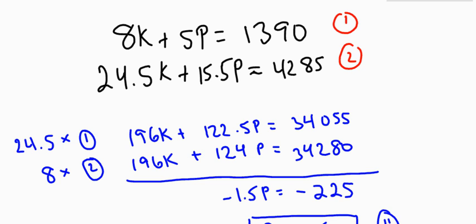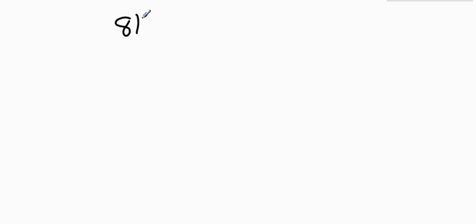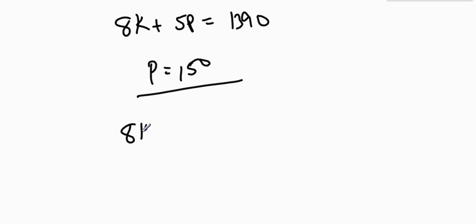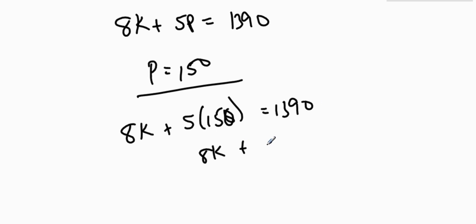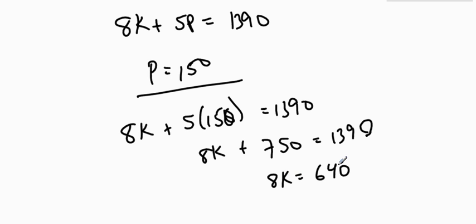And now that I know P, let's go back and find K, and I'll use equation 1. So again, here's equation 1, 8K plus 5P equals 1390, and now I know that P is 150. So let's solve for K. 8K plus 5 times 150. So 8K is 640. Divide by 8, K is 80. So now we know P equals 150 and K equals 80.